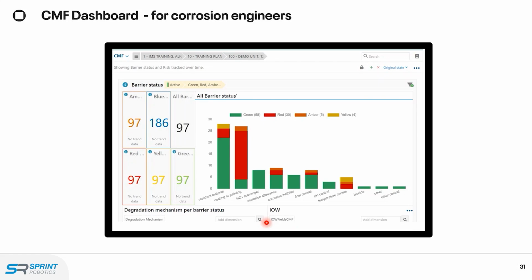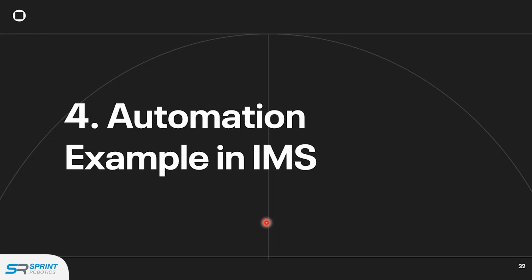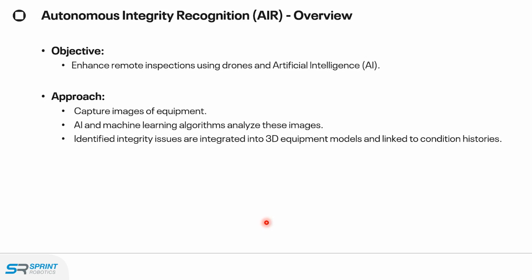Good. Now, one example of these automations, right? How we receive data from a specific piece of technology and how we can crunch that into IMS, how we can process that. We have an AIR process, right? So it has autonomous integrity recognition.